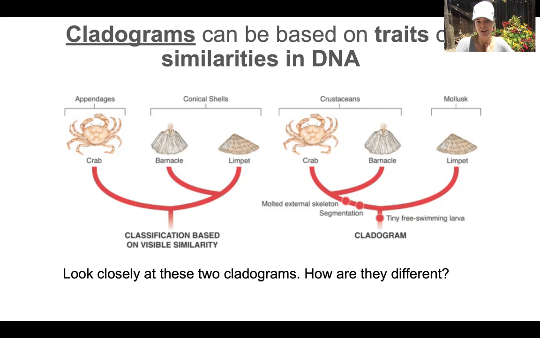We have access to genomes and DNA sequencing that allow us to build much more accurate cladograms and really reevaluate a lot of these relationships as we understand evolution better. So the one on the right is going to be more accurate, where everything after that evolutionary change of developing tiny free swimming larvae, all of the above have that trait. You can see this branching event occurs where only the crab and the barnacle have segmentation or exhibit molted external skeletons, whereas the limpet is more different. What's key to remember is that these are both correct, but there might be one that is considered more accurate for our needs.